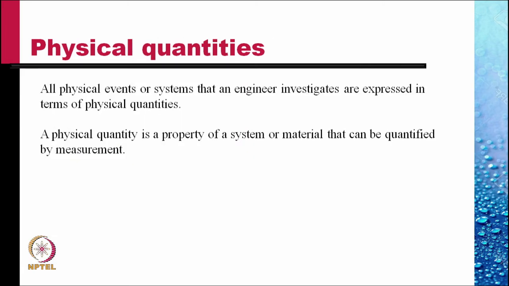Before we develop the rules for modeling, let us understand a few things about physical quantities. All physical events or systems that an engineer investigates are expressed in terms of physical quantities. A physical quantity is the property of a system or material that can be quantified by measurement. It is usually expressed as a number and a unit. A unit is a standard that has been established beforehand. For example, we measure lengths in terms of meters.